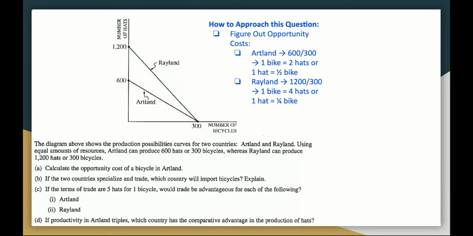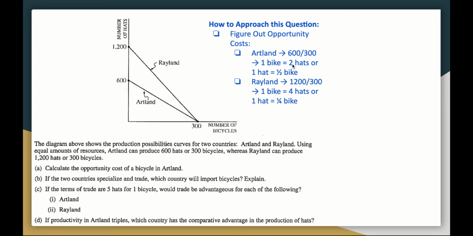Nobody has an absolute advantage because they can make the equal amount. How do you figure out the opportunity costs? Well, you just do a little division. Artland, if they make only hats or only bikes, we can do 600 divided by 300 and realize that if Artland wants to make one bike, they're going to give up two hats.